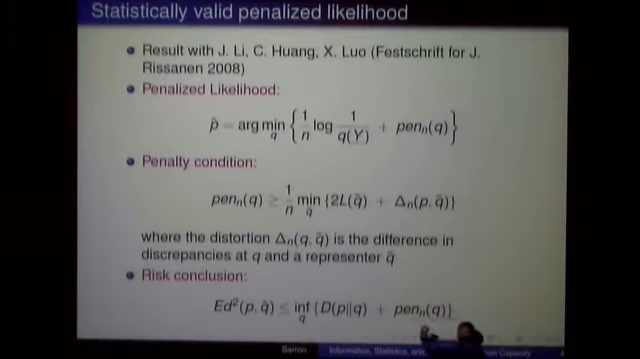Suppose you get one of the smart people in this room who cares about mathematical statistics and information theory to take your favorite penalty. Maybe you're the one who can do it. Take your favorite penalty and see if you can find a countable collection of Q tildes that has this following property: that the penalty is bigger than a minimum of twice a code length plus this distortion, this difference in discrepancies at Q and at a representer Q tilde. I chose not to get too specific here too quickly.